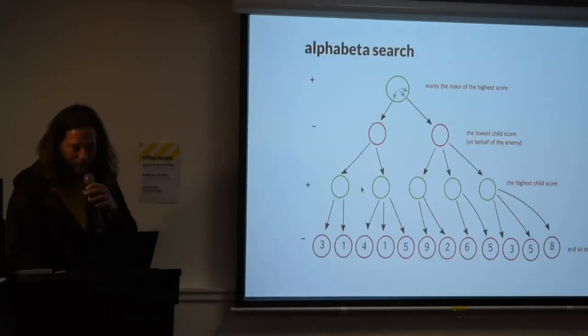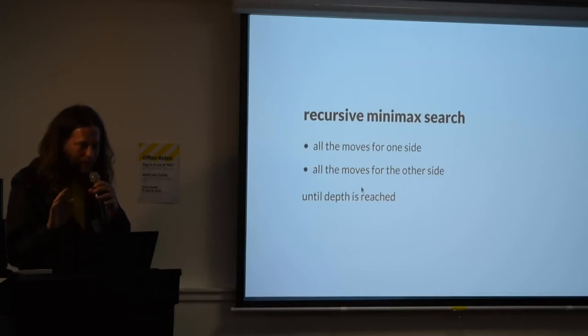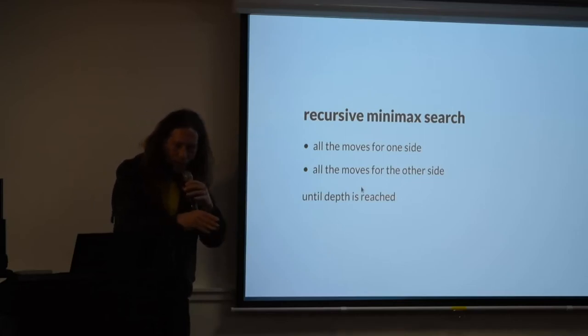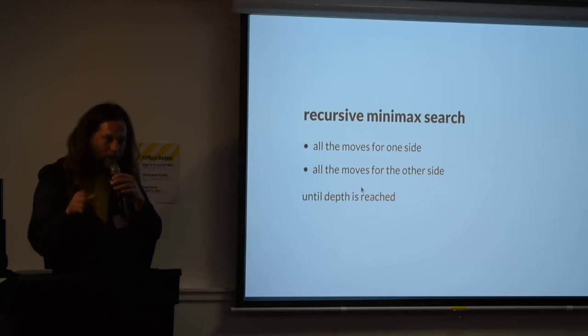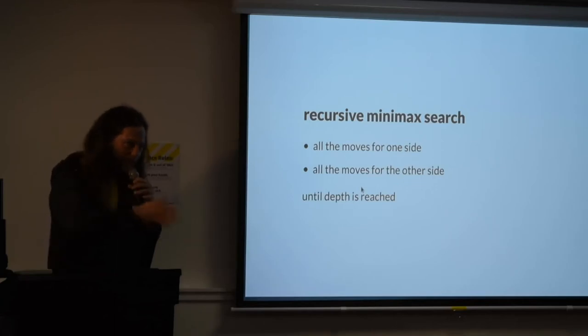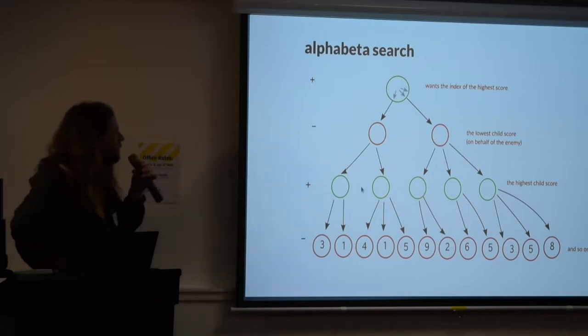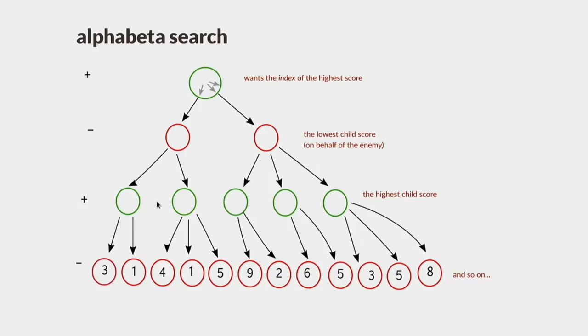And I'll just get onto the search part of it. A minimax search is, you want to find the best move that you can make, but finding the best move that you can make has to take into account the best move that your opponent can make. So in your search algorithm, you have to be swapping sides all the way down. An optimized way of doing that is called alpha beta.